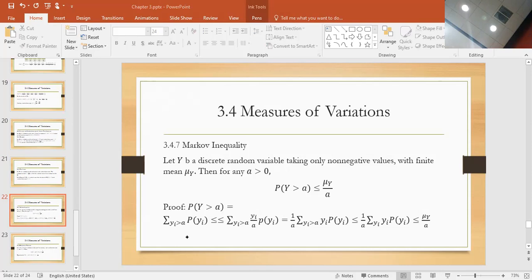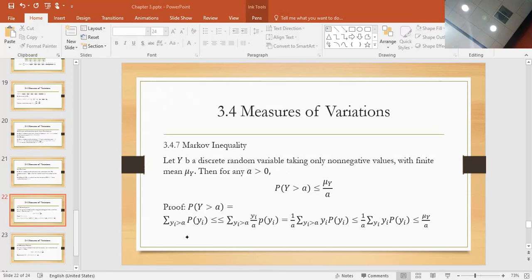I want to explain this. Y is positive, not negative. A is positive. The probability that Y is greater than A is less than or equal to the mean of Y divided by A. This is the same as E of Y divided by A. So the probability that Y is greater than A is the sum of all the values of Y that are bigger than A.